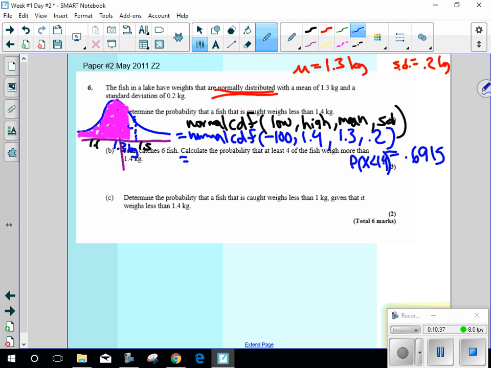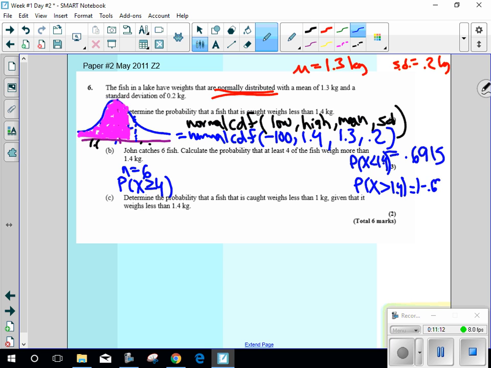So this is normally distributed, but look at what's happening next. John catches 6 fish. N equals 6. Calculate the probability that at least 4 of the fish, so we're going to look at the probability that x is greater than or equal to 4, are more than 1.4 kilograms. If this is the probability that x is less than 1.4, what do you think the probability that x is more than 1.4? You got it. 1 minus 0.6915, so this is going to be 0.3085.